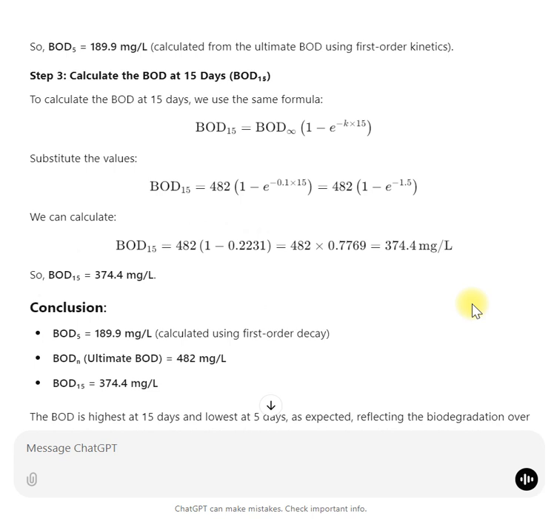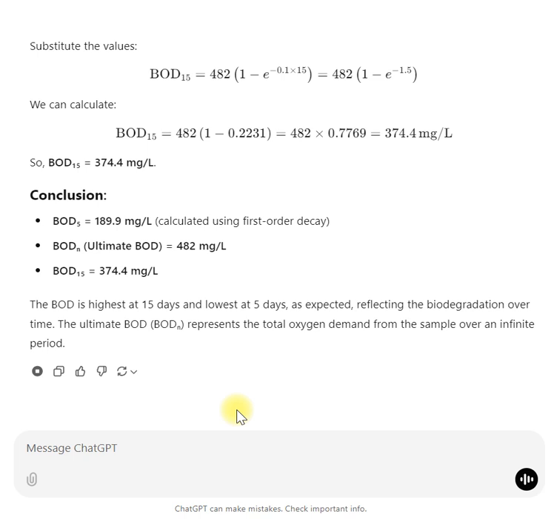Conclusion: BOD_5 equals 189.9 milligrams per liter, calculated using first order decay. The ultimate BOD is 482 milligrams per liter, and BOD_15 is 374.4 milligrams per liter. The BOD is highest at 15 days and lowest at 5 days, as expected, reflecting the biodegradation over time. The ultimate BOD represents the total oxygen demand from the sample over an infinite period.